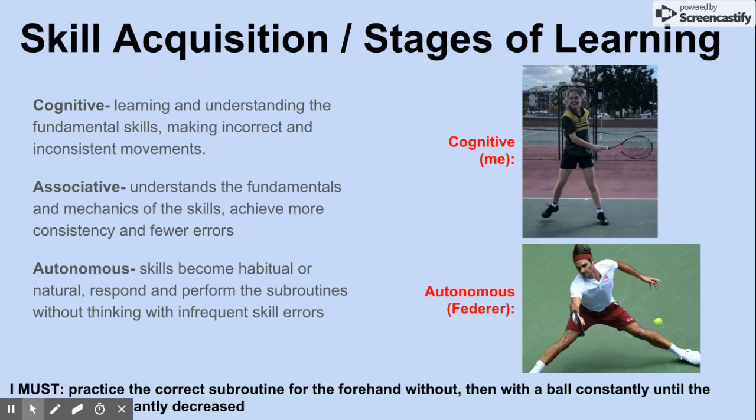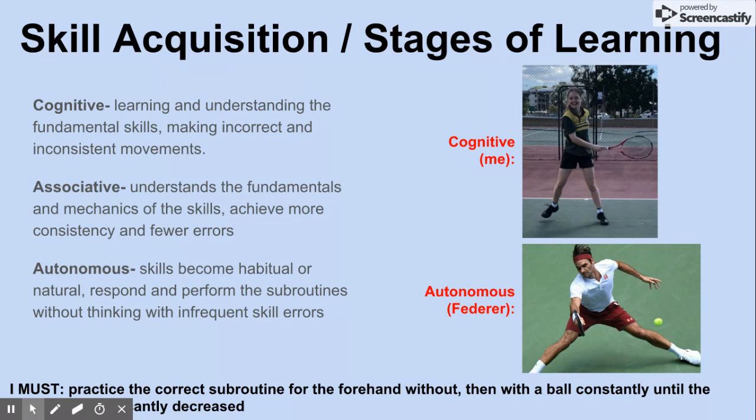Once they have achieved perfection in the skill, they move to the autonomous stage, where the skill becomes habitual or natural. The player can respond and perform the subroutines without thinking and with infrequent skill errors. Instead, he or she can give more selective attention to higher order cognitive activities, such as game strategies or external cues. This stage is apparent in tennis after the player has learnt the basic subroutines for the forehand and backhand stroke, when they now practice strategic plays, for example hitting a ball away from the opponent.